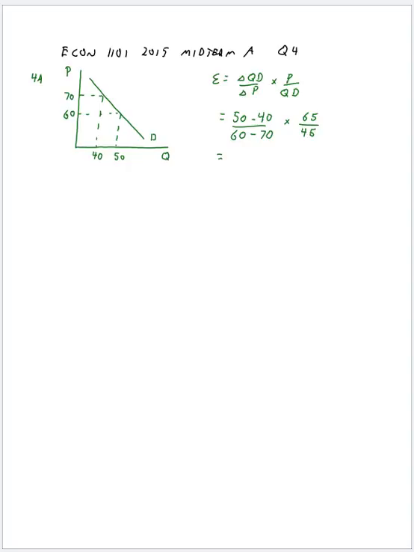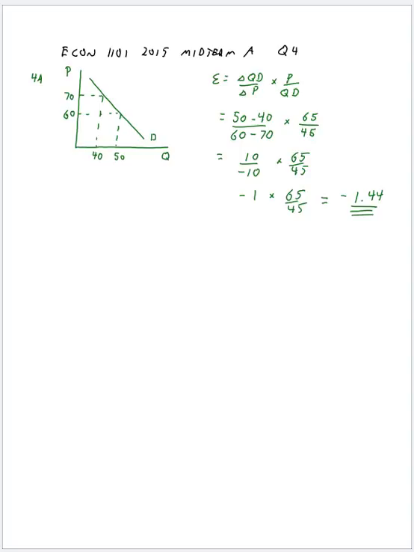So 50 minus 40 is 10. 60 minus 70 is minus 10, times 65 over 45. And this is minus 1 times 65 over 45. And so our elasticity is minus 1.44.